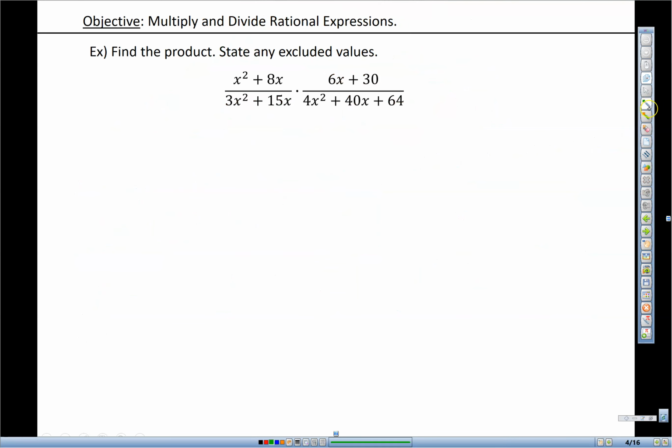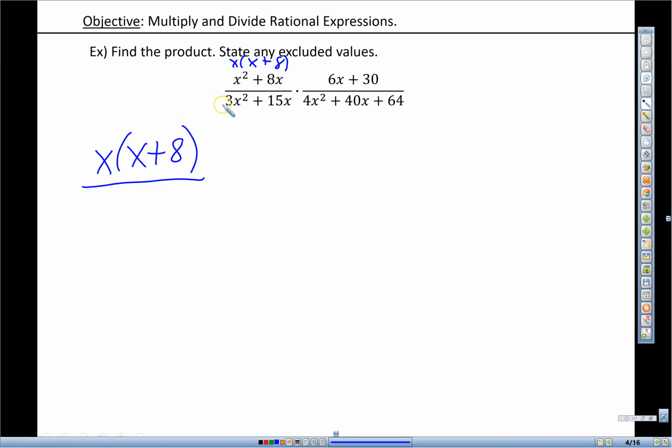Okay, so basic procedure is the same. We're just kind of emphasizing that procedure at this point. So I'm going to look at factoring my numerators and denominators completely. So here I notice that my first numerator has a GCF of x, and that leaves me with x plus 8. And x plus 8 is a binomial that we would consider prime. It's not a special binomial that we can factor any further. So that's what I'm going to use for that numerator.